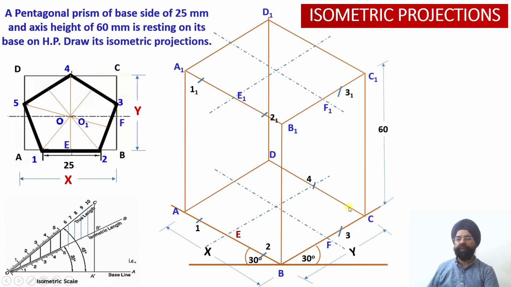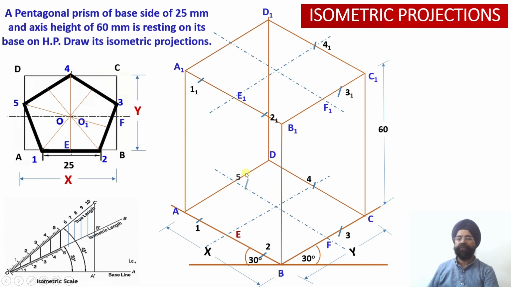So point 4 will be distance of C4 or D4. Actually it lies on the midpoint. So straight away I could have drawn it over here without any problem. But you can measure the distance C4 and D4 over here, right? So point 4 has been marked on the bottom face and it has been marked on the top face of this pentagonal prism. And finally point 5 over here and point 5 over here will be marked.